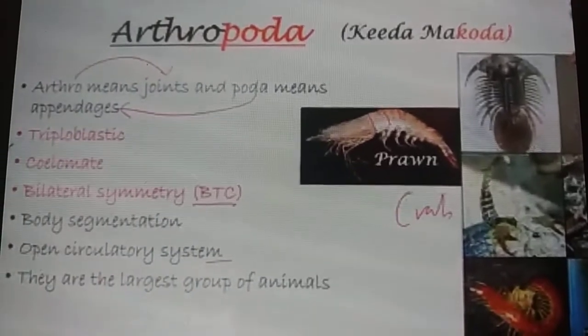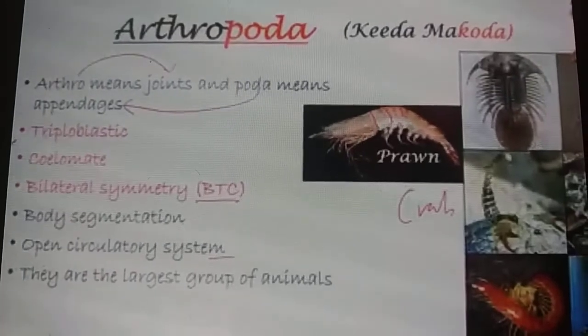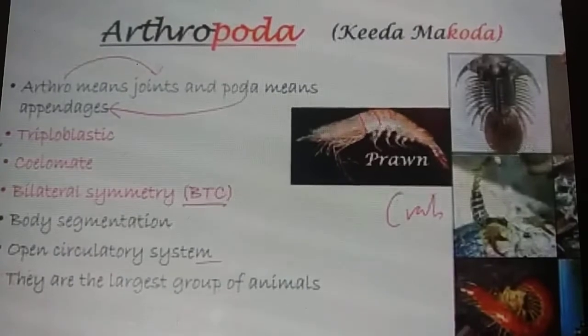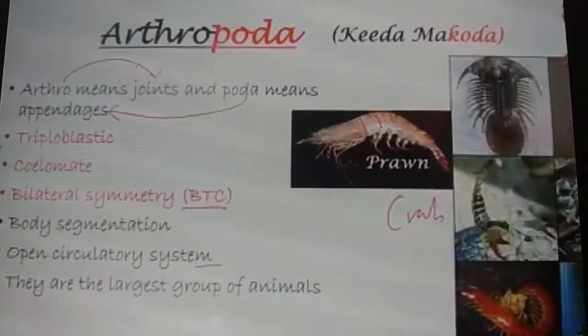They are the largest group of animals present on the land. Which are the largest group of animals? Those are Arthropoda. There are many insects. So, it is known as the largest group of animals.